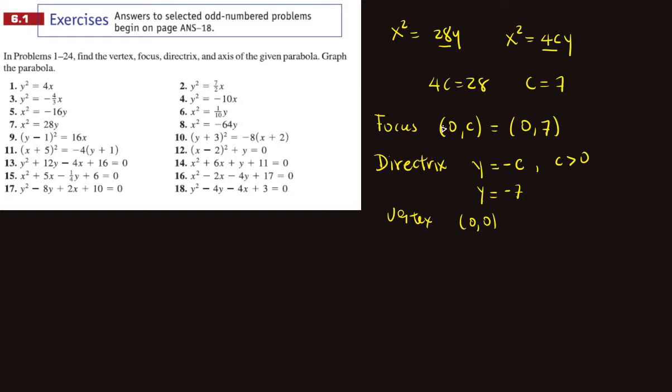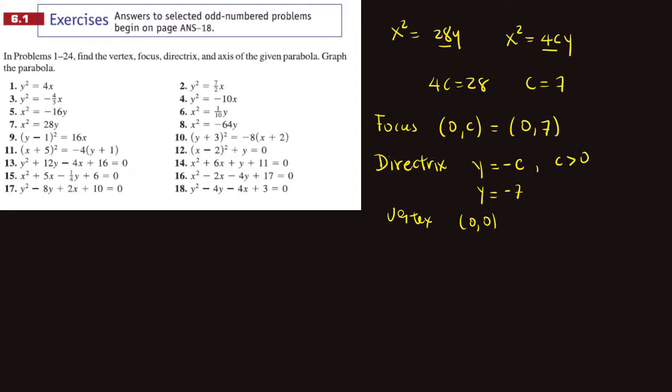So that means that the focus is going to be (0, c), which in this case is (0, 7), and the directrix is going to be y equals minus c, which in this case is minus 7. The vertex for these cases is going to be (0, 0). So what we're going to do now is graph this expression.